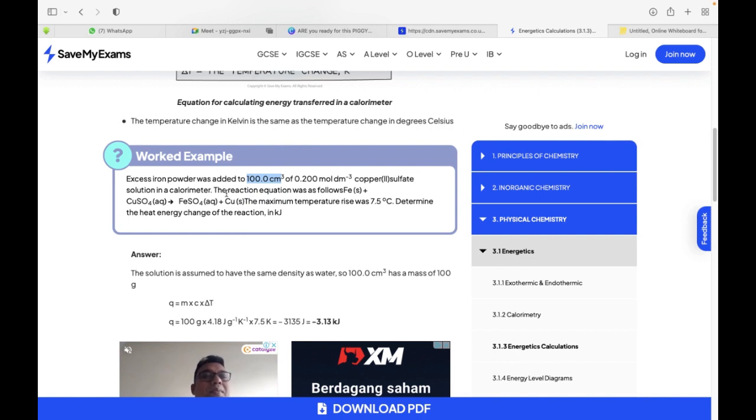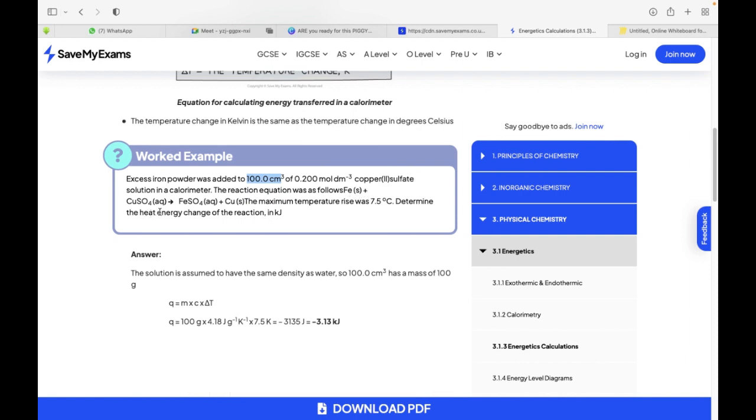Excess iron powder was added to 100 centimeter cube of 0.200 mole per decimeter cube copper 2 sulfate solution in a calorimeter. The reaction equation was as follows: iron plus copper 2 sulfate producing iron sulfate plus copper. The maximum temperature rise was given. Once they say temperature rise, they are already talking about the change in temperature.